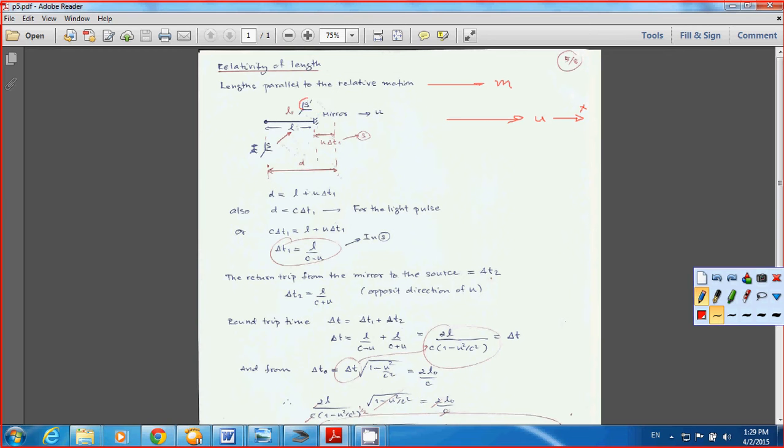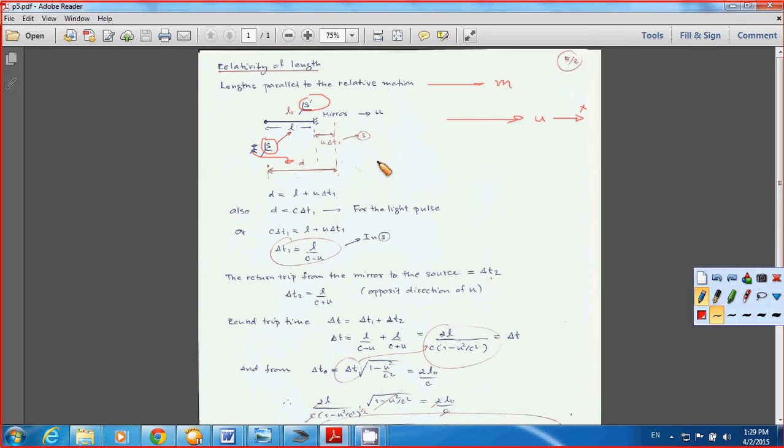So you take a look at the S prime frame and the S frame. In the S prime frame, you have the length L0, and this is the light source, this is the mirror, and the S prime frame is moving with the velocity from the left to the right with the speed of u. And then when the time delta t1 passes by, the mirror is going to be at this point, and you measure from the start here to the time delta t1 passed by. You're going to have a new length d. This is what you're going to observe.